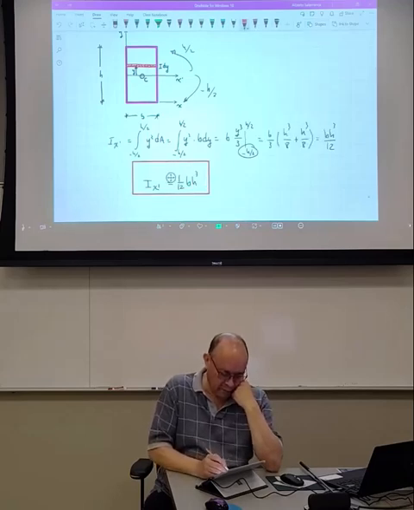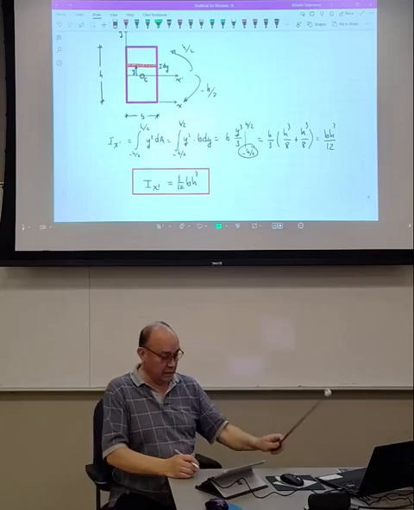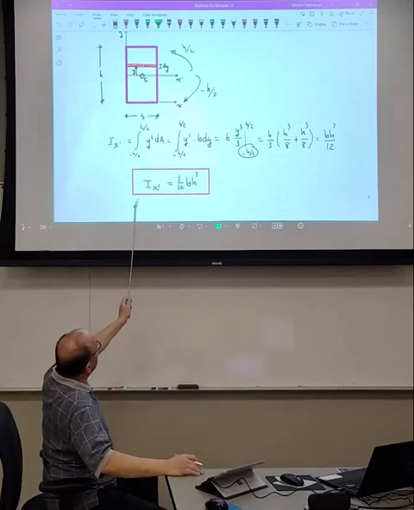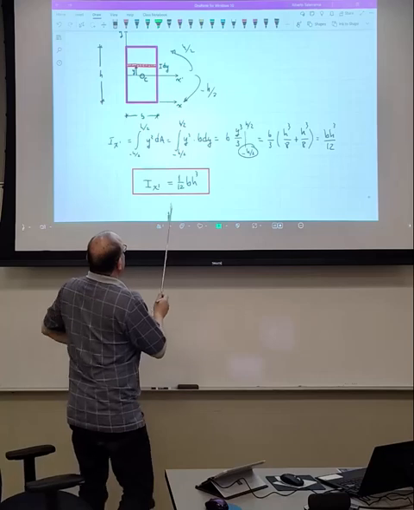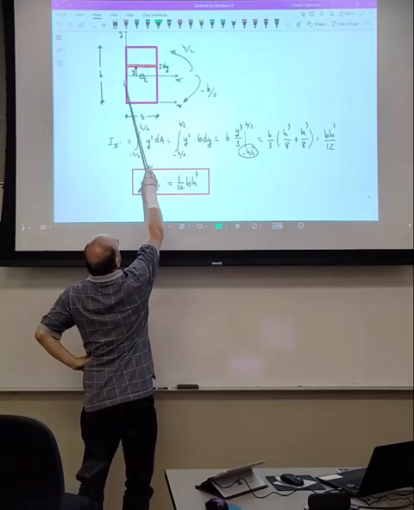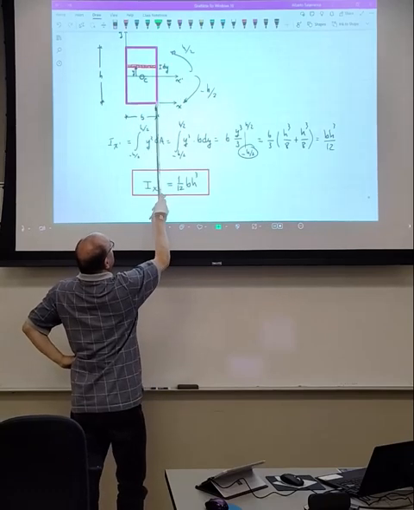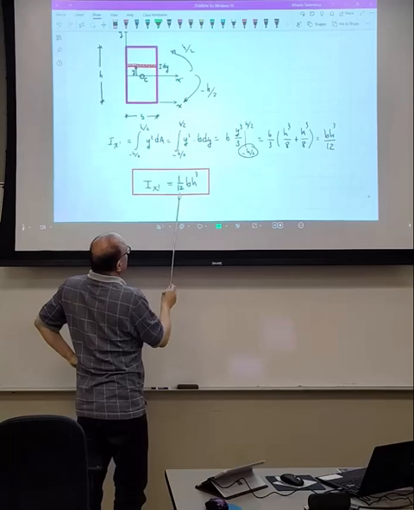Okay. That's our second moment of inertia. We have two moments of inertia. Remember what this equation is for? It gives you the moment of inertia with respect to an axis that goes through the centroid and is parallel to one of the sides, right? 1/12 bh cubed.